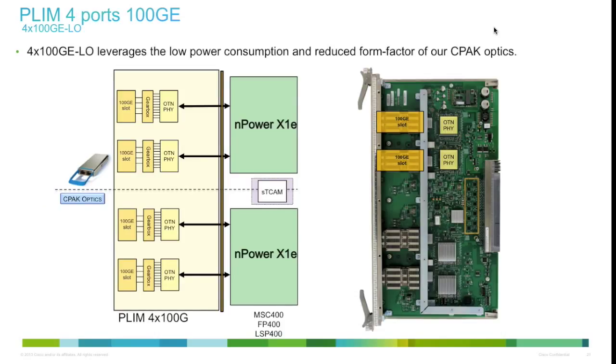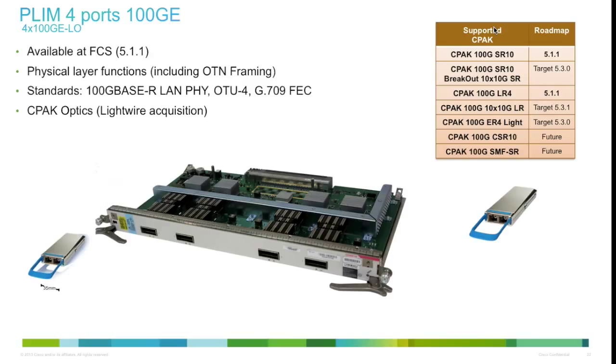Now the second PLIM, the 4-port 100 GiG, that's the one leveraging the new CPAK optics we described. And again, we have two different slices and two different submodules, each one handling 2 ports of 100 GiG CPAK. In 5.1.1 we support this card, and we have two types of CPAKs that are supported, the SR10 and the LR4. The other types of CPAKs, so the ER4 Lite, the 10 by 10 LR, and the breakout options, will be supported in future versions.